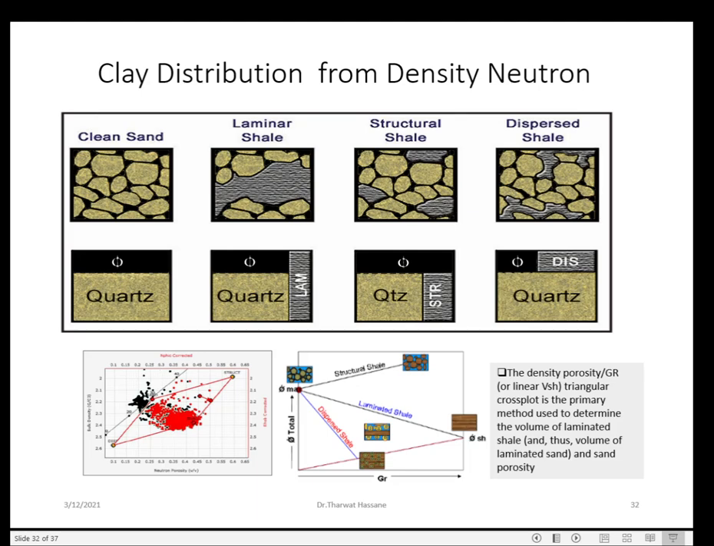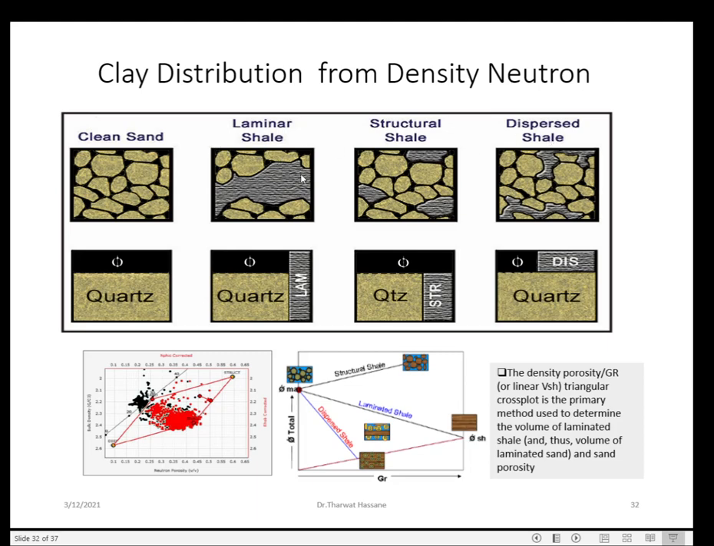Okay, this is important also when you use the neutron density to identify the clay distributions. This has been done before using the gamma ray and total porosity, but now if you look at the different clay distributions in the oil industry, we found three types. This is actually the pure sand. We have laminar, structural, and dispersed.